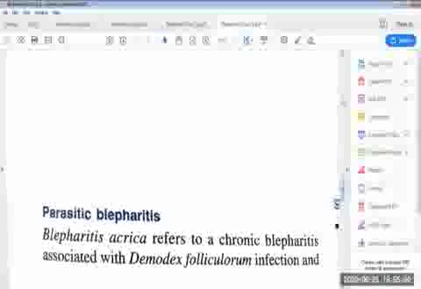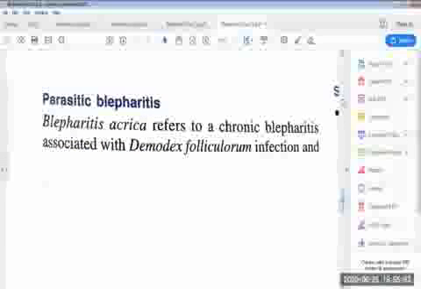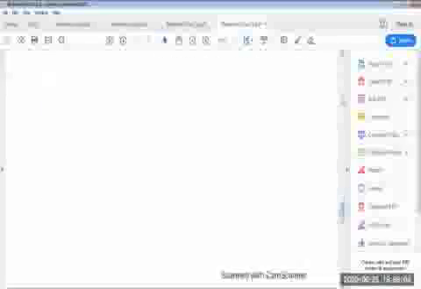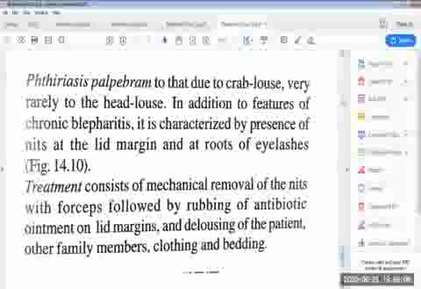Then the last type of blepharitis is parasitic blepharitis. Blepharitis acarica refers to a chronic blepharitis associated with Demodex folliculorum infection, and phthiriasis palpebrarum is that due to crab louse, very rarely to the head louse. In addition to the features of chronic blepharitis, it is characterized by the presence of nits at the lid margin and at the roots of the eyelashes.